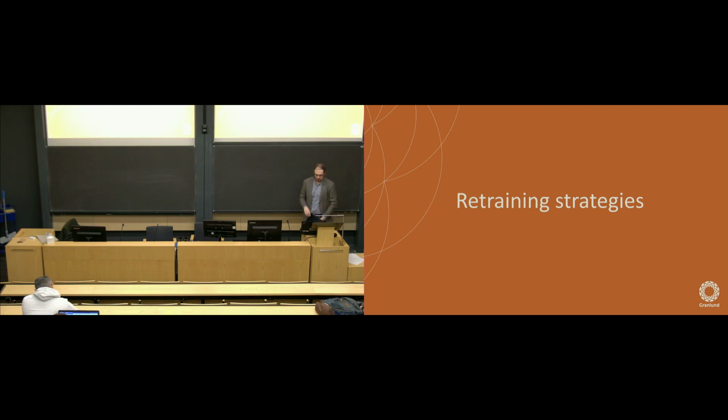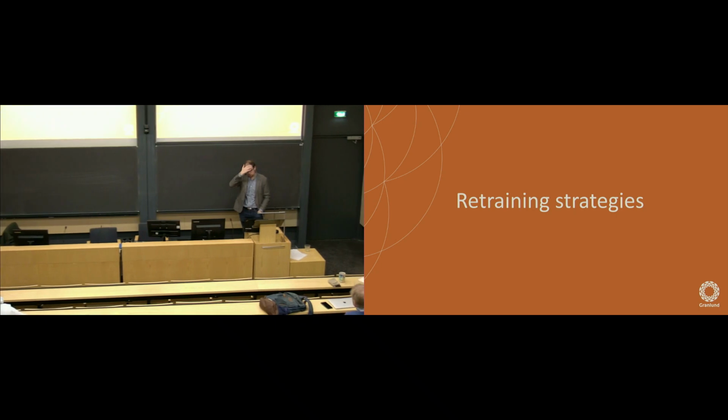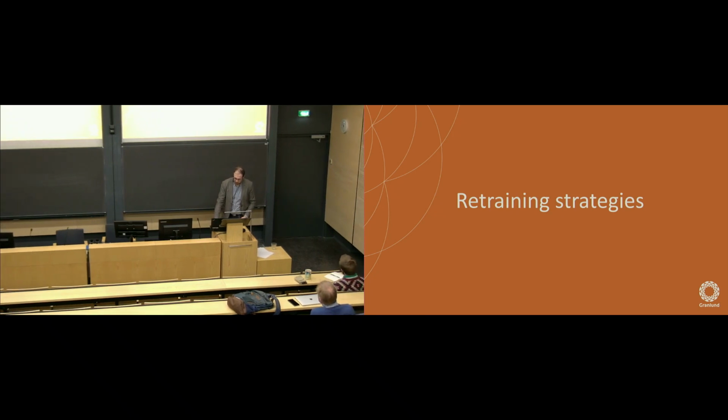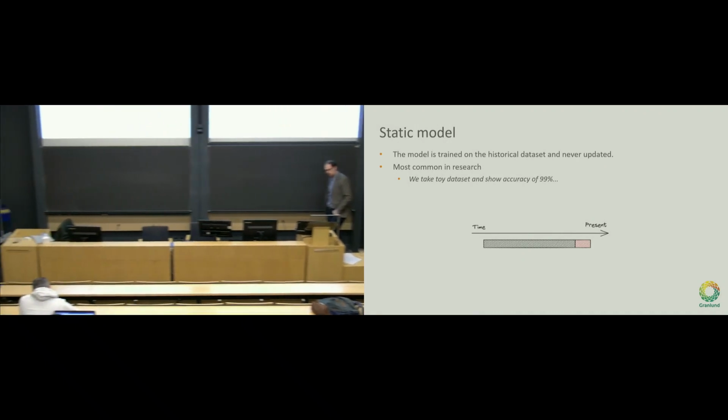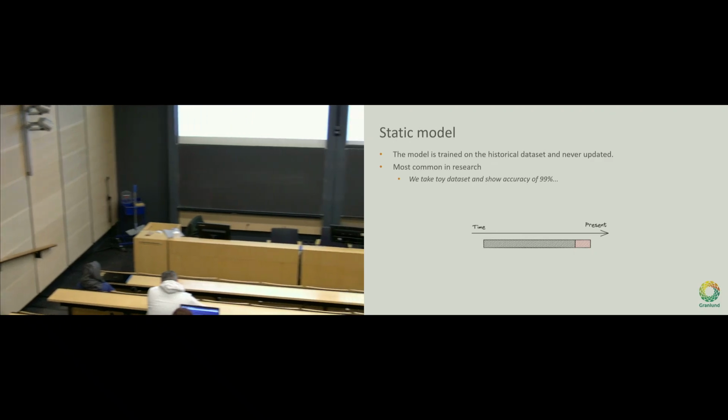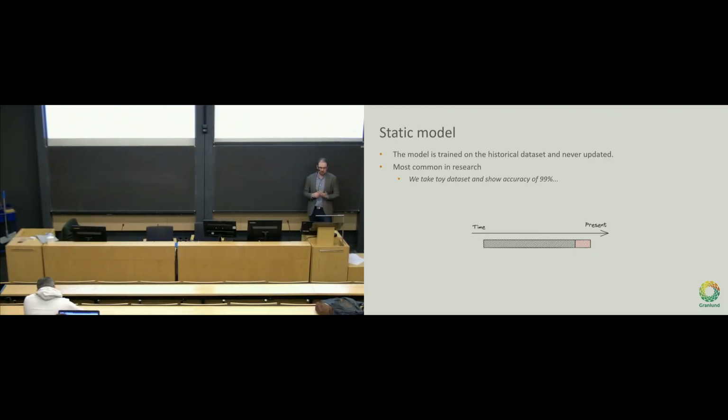First, I'll tell you about simpler ones, which are applicable to, I would say, any supervised machine learning model. And then a bit more advanced ones, which work more for deep learning. Basic is the static model, which is basically trained once on a historical data set and never updated. It's most common in research, where you use some toy data set and show the best accuracy ever, and that's it. And that was the biggest problem in my PhD.